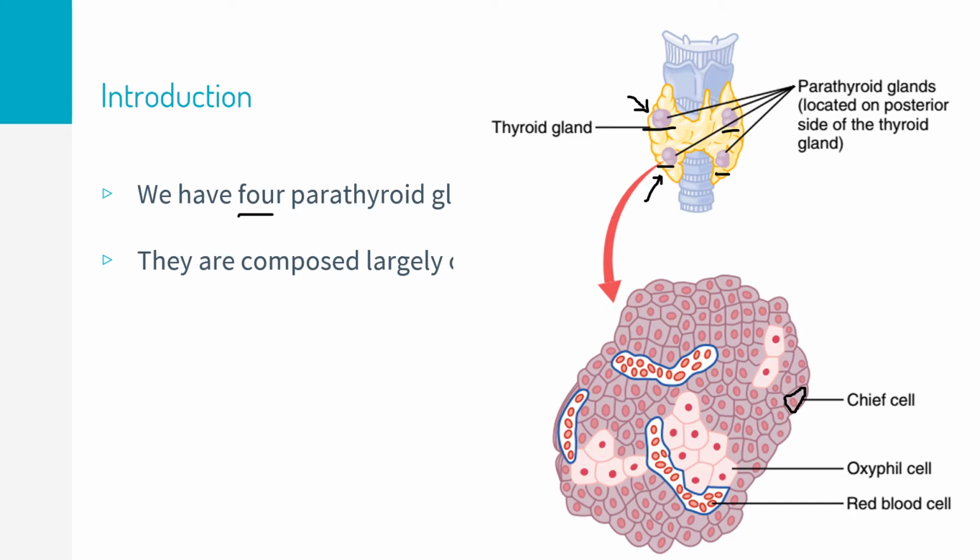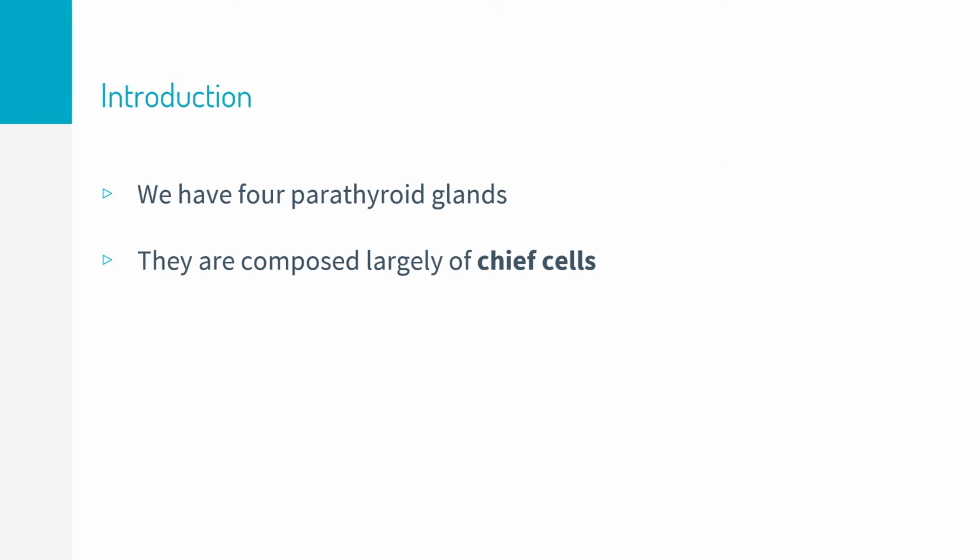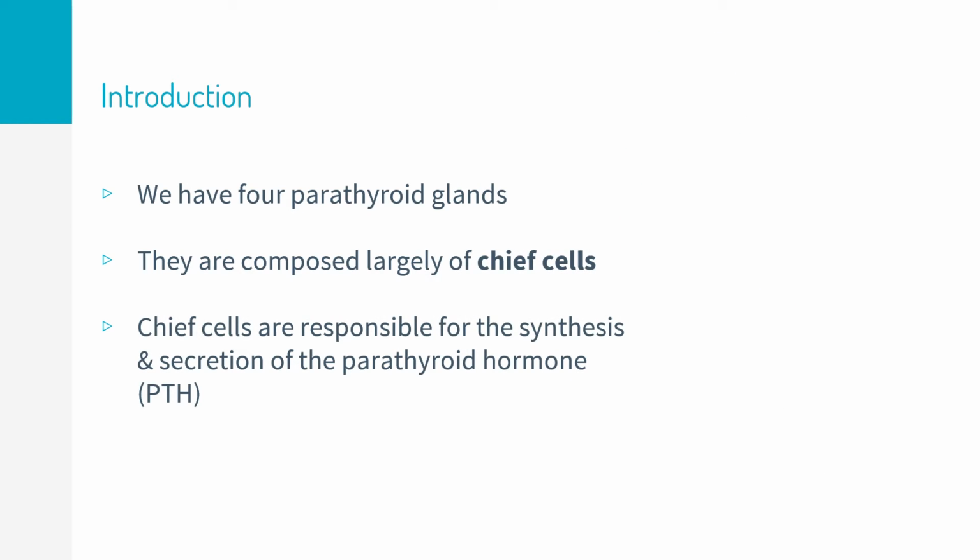One might have noticed that we have another type of cell, which is called an oxyphil cell. The function of an oxyphil cell is not yet certain, but they are believed to be modified or depleted chief cells that no longer secrete the hormone. What hormone are we talking about? We're talking about the parathyroid hormone, and the chief cells are the ones responsible for the synthesis and the secretion of the hormone.